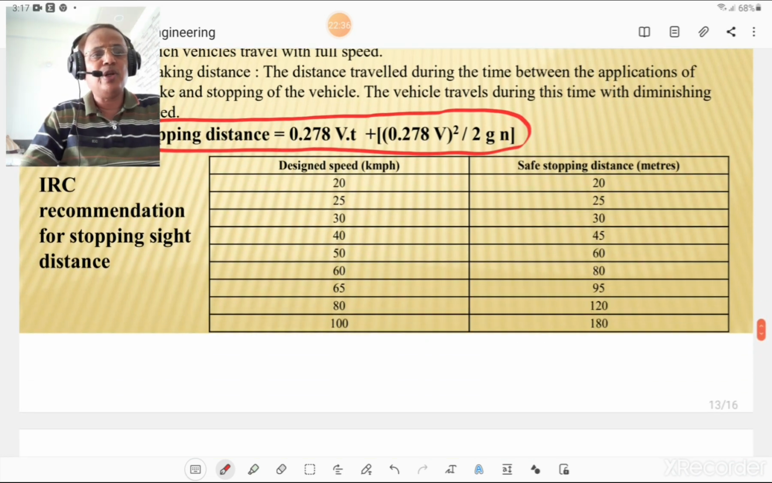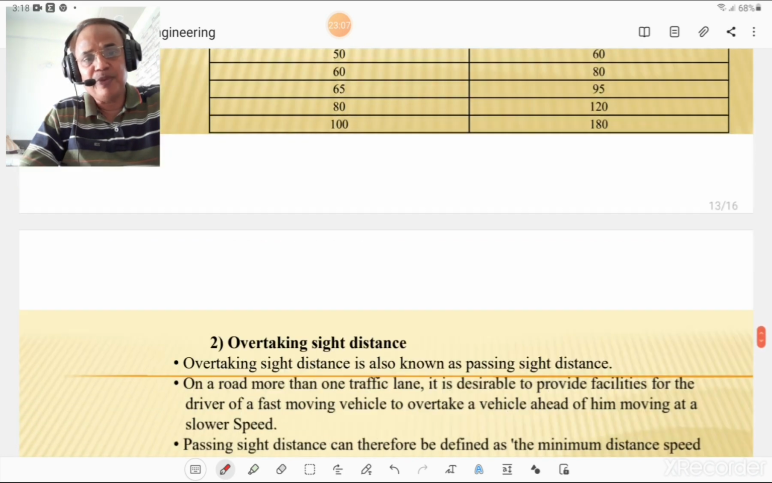And the IRC recommendation for stopping sight distance is: for a design speed of 20, the stopping distance is 20; for 25 it is 25; for 30 kmph, the distance is 30 meter. For 40 it is increased by 5, that is 45 meter; for 50 it is increased by 10, that is 60; for 60 it is increased by 20, that is 80; for 65 it is again increased by 30. So you must remember all these figures for MCQs. What is the design speed and what is the safe stopping distance in meter? Those are the IRC recommendations for stopping sight distance.